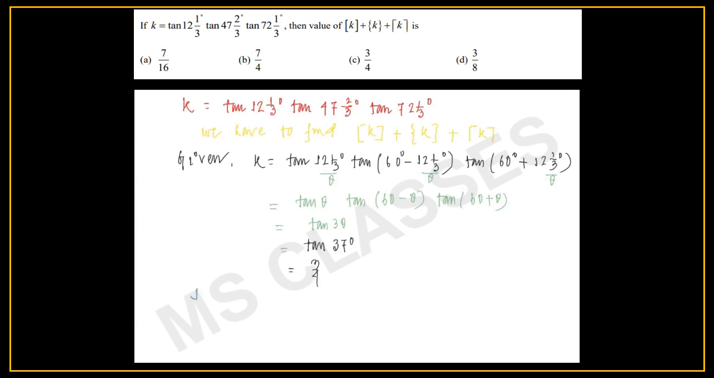Now, we take the required expression. According to the required expression, we have floor of k, so floor of 3 by 4 plus fractional part of 3 by 4 plus ceiling of 3 by 4. Floor of 3 by 4 is 0. Fractional part of 3 by 4 is 3 by 4. And ceiling of 3 by 4 is 1. That gives us 7 by 4.